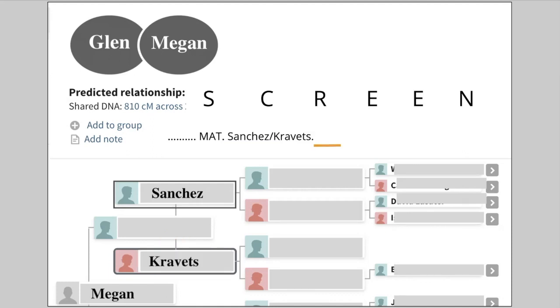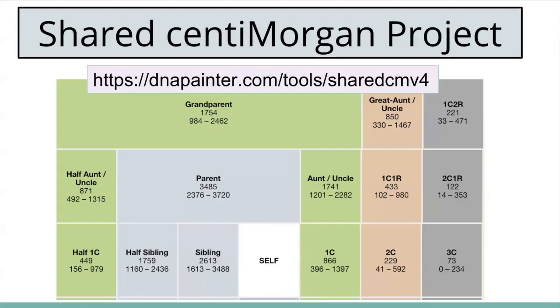Moving on, R is for relationship. In this case, that is first cousins. We want to keep this note short and uniform. Just use a number 1 and the letter C. E is for evaluation of shared centimorgans. Glen and Megan share 810 centimorgans. To evaluate whether or not this amount looks right for their first cousin relationship, we will use the Shared Centimorgan Project. Make sure you're checking that on each and every match. If you aren't familiar with the Shared Centimorgan Project, you'll find a lot of information by Googling it or going to the web address listed here. I also have a video at AlisonWildeDNA.com that covers this in more detail.